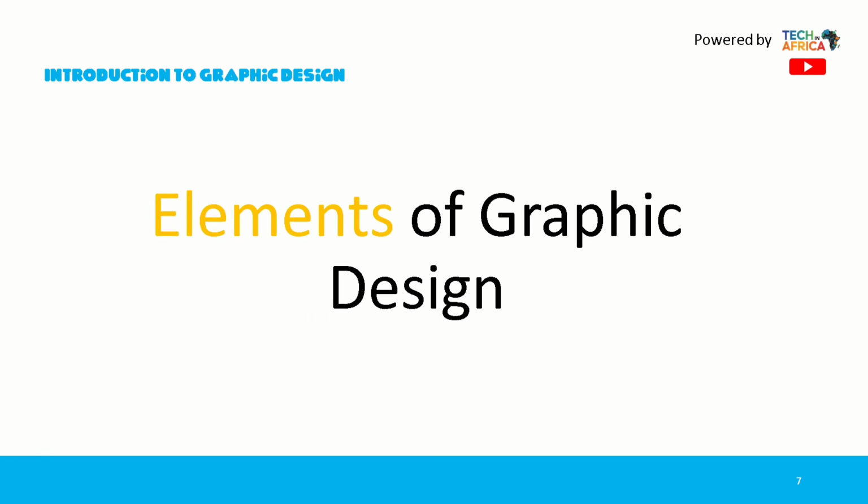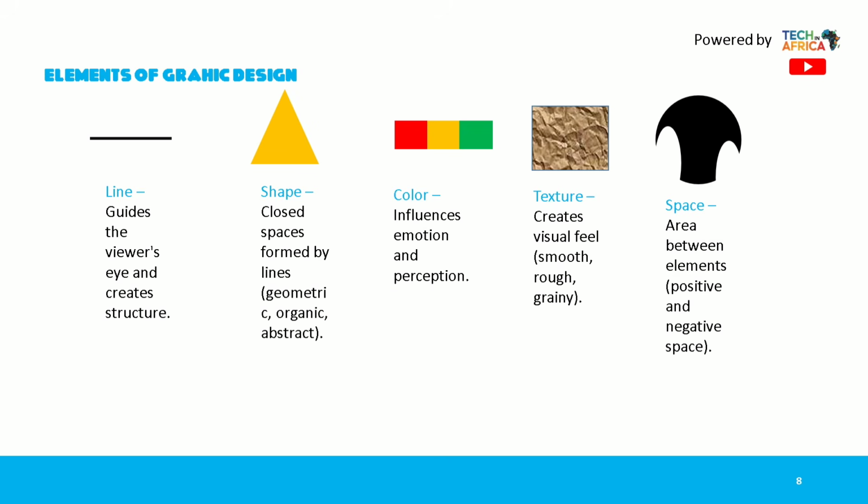Now let's look at the elements of graphic design. What forms graphic design? The first one is line. Lines are common in graphic designs. One way that they help in graphic design is to guide the viewer's eye and create structures. For instance, kindly follow the pointer.